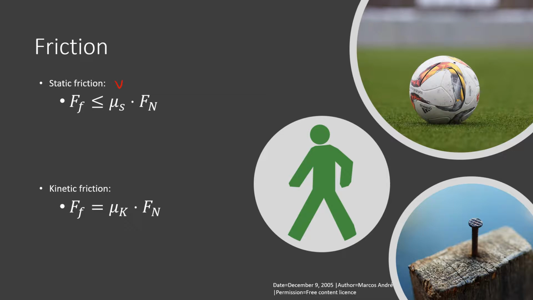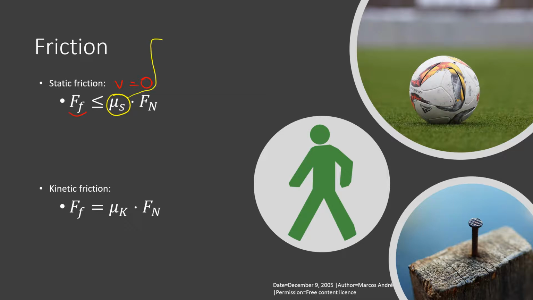Static means that the bodies are not moving relative to each other, so their relative speed is going to be zero. Now the magnitude of the frictional force is always going to be smaller than a certain amount. This amount is determined by the coefficient of static friction, which is a number which tells you how hard it is to make something slip on a surface.